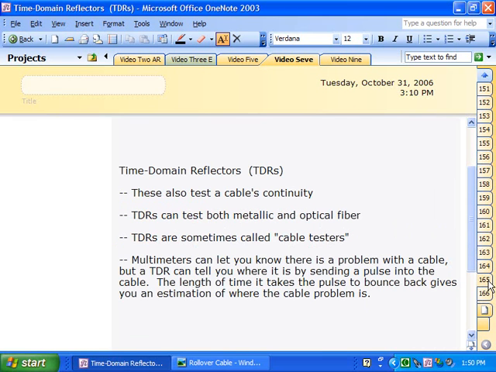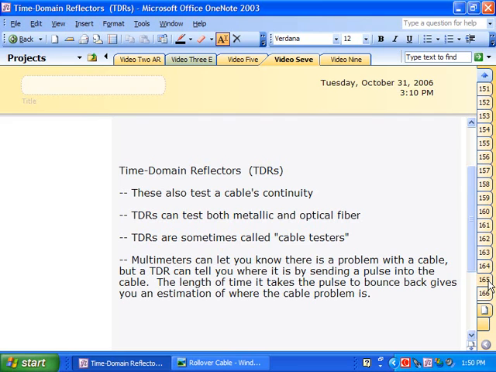A better way, though, is with a time domain reflector. Sounds very Star Trek, but it's not. Out in the field, you hear these called TDRs, and these come in all shapes and sizes. When I say that, I mean prices. You can buy a cheaper TDR, you can buy a more expensive one. But these also test a cable's continuity and do a better job, really, because we can test both metallic and optical fiber with a TDR.